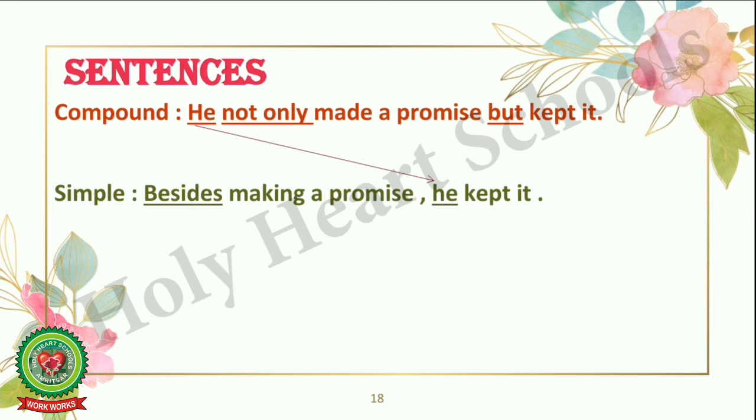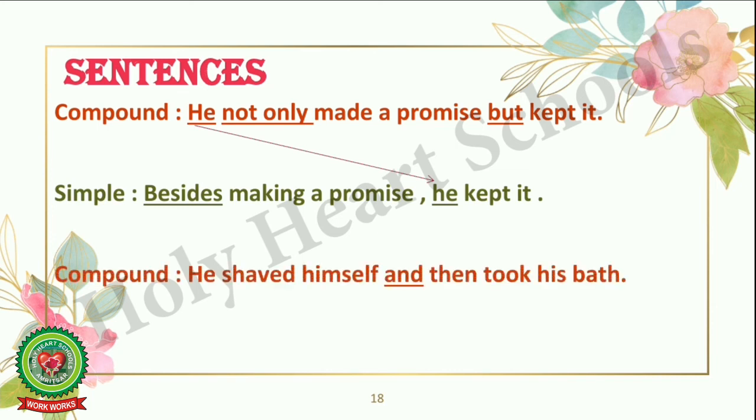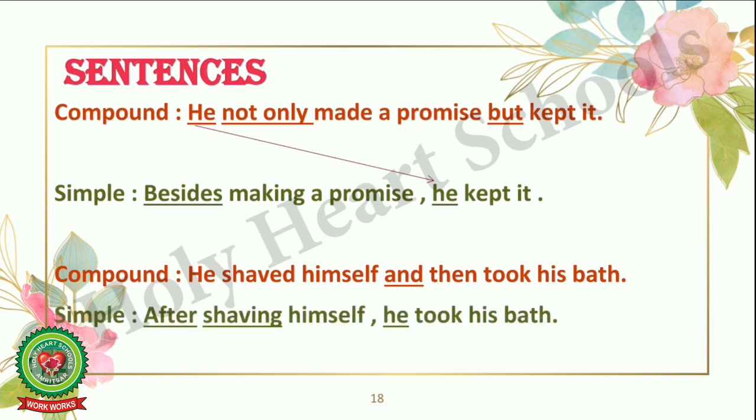Now students, next one. Children, before doing the next sentence, you have to keep in mind that after a preposition, we will always use the ing form of the verb. Like in the previous sentence also, after besides, we have used the ing form of the verb, that is making. Now coming to the next sentence, he shaved himself and then took his bath. Again, here are two actions. One action happened after the other. So we can use the preposition, that is after, with the ing form of the verb. So our answer will be, after shaving himself, he took his bath.